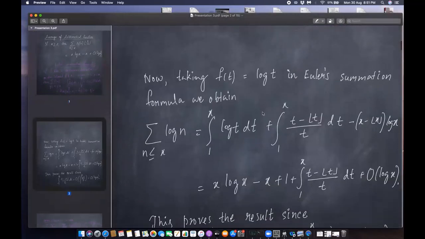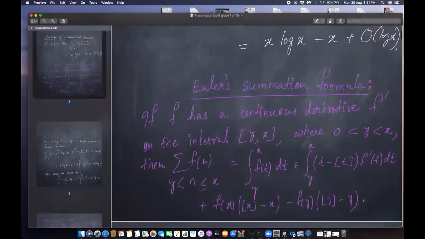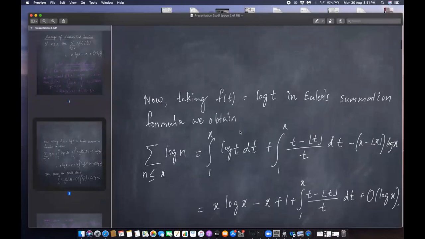Here we first let f of t be equal to log of t. So what is f prime of t? f prime of t will be 1 over t. So 1 over t is continuous for t greater than 0. Here we use the interval 1 to x, so we choose y as 1. In this interval 1 to x, 1 over t is continuous, so we can use it.